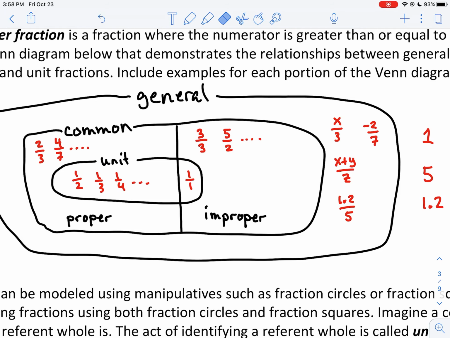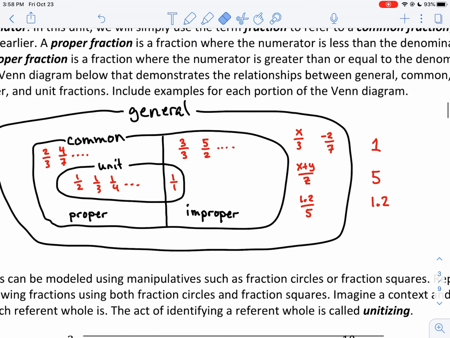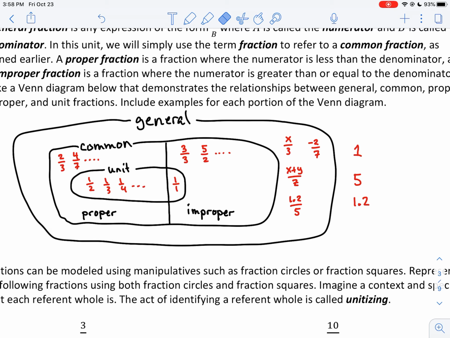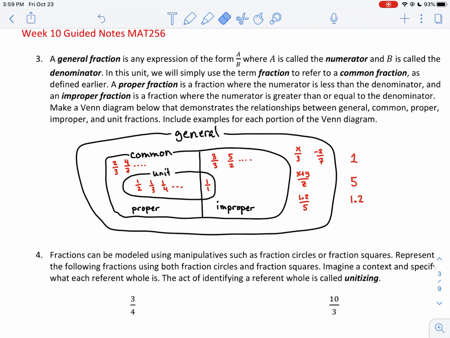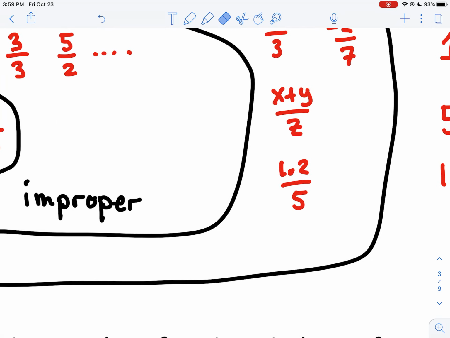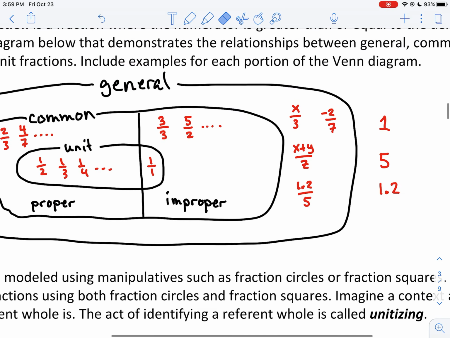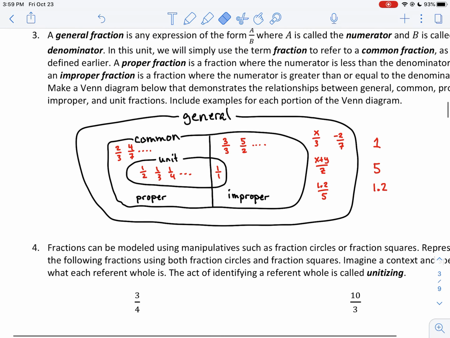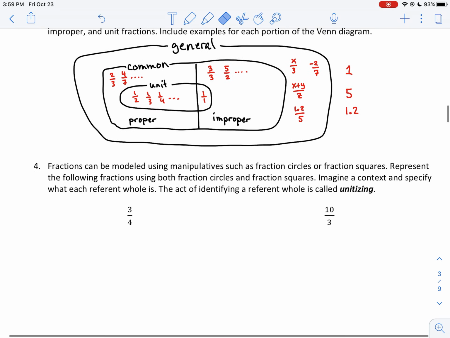Okay, I think we've put examples in all the different positions to help you understand what these different terms mean. And the reason for 1.2 is that this can be converted into a common fraction, but it's not currently written as a common fraction because 1.2 is not a natural number. But decimals we haven't talked about officially in this class. That's to come a little bit later.